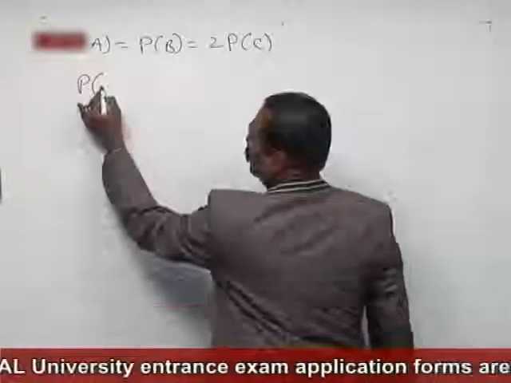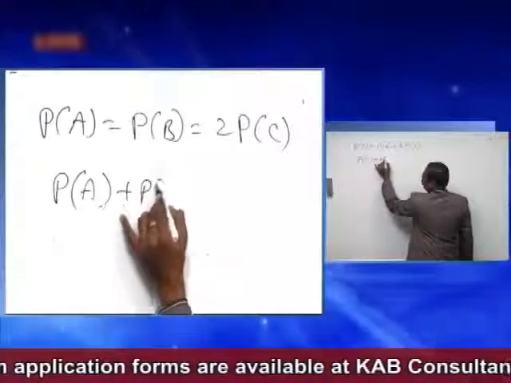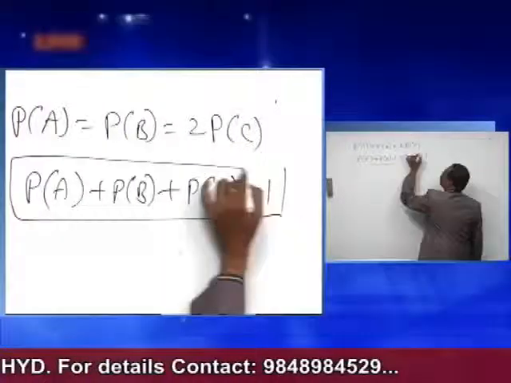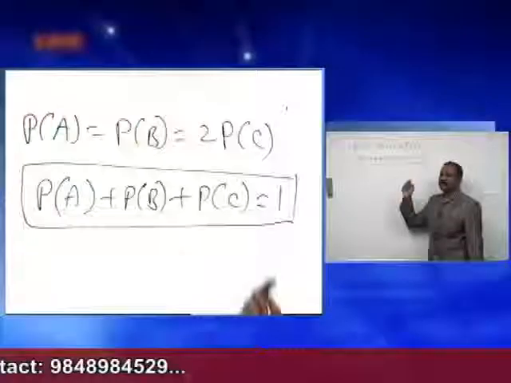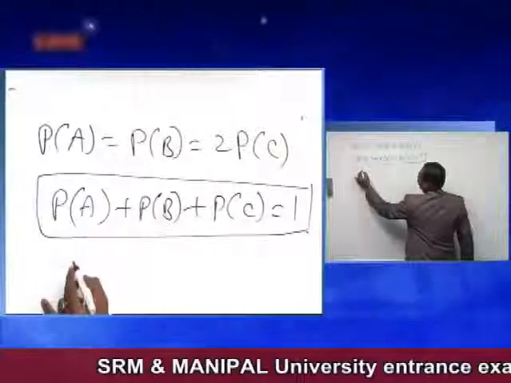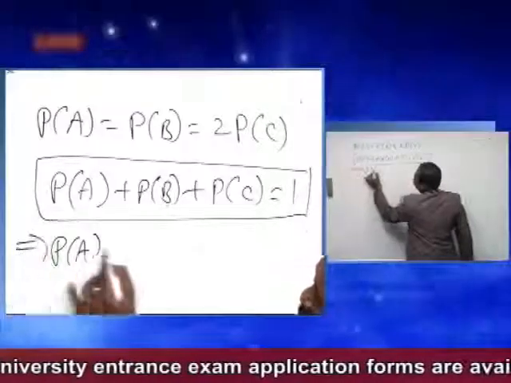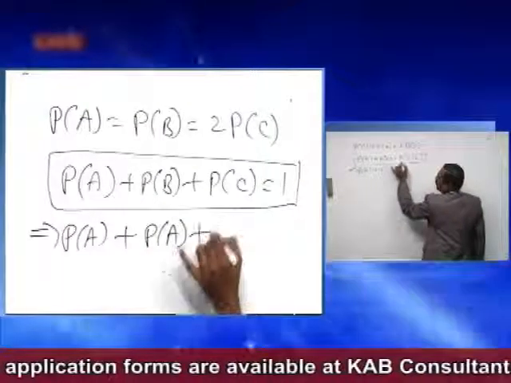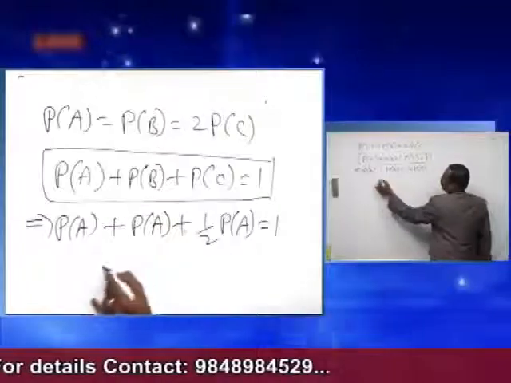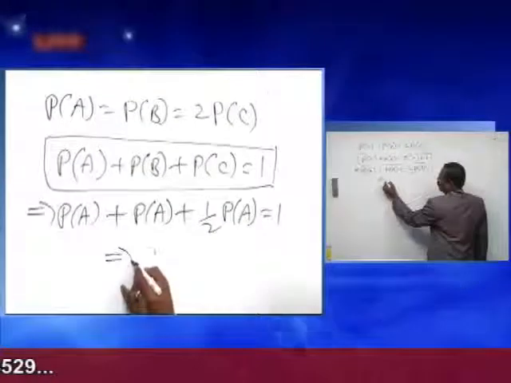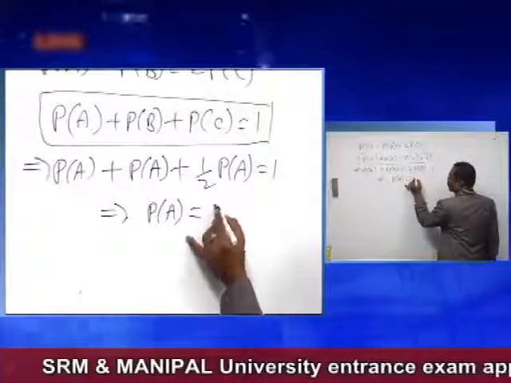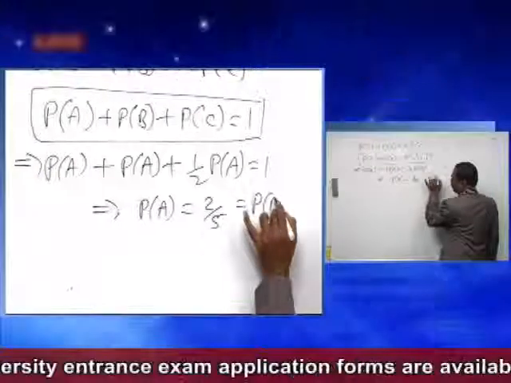That is why P(A) plus P(B) plus P(C) is equal to 1. What does it mean? P(A union B union C) is equal to 1. The probability of the sample space is always equal to 1. So in this case, if I take P(A) as it is, P(B) also P(A), and P(C) as half of P(A), then it becomes 2 plus 1 by 2. P(A) is nothing but 4 plus 1, 5 by 2. It is 2 by 5, which is nothing but P(B).